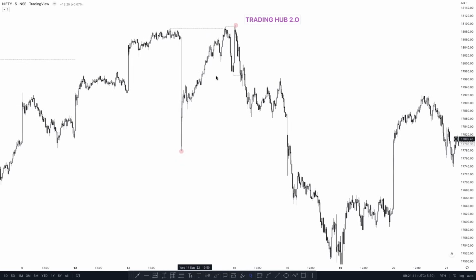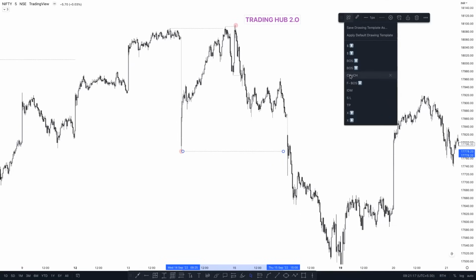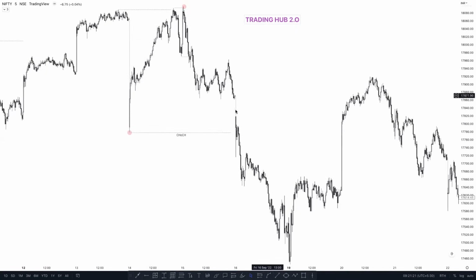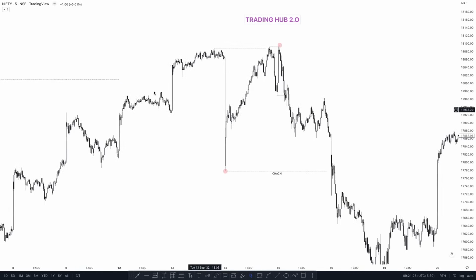So technically, this is our structure here. And what happened here? The market broke the structure to the downside, and converted from bullish into bearish, right? After this change of character, this is our change of character, because it swept the liquidity in a daily time frame.